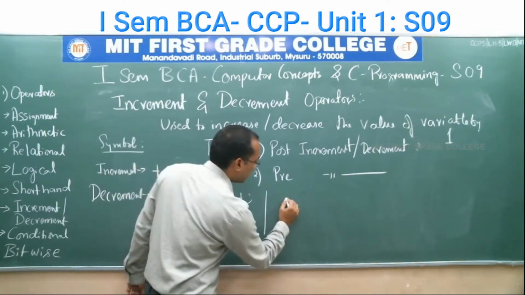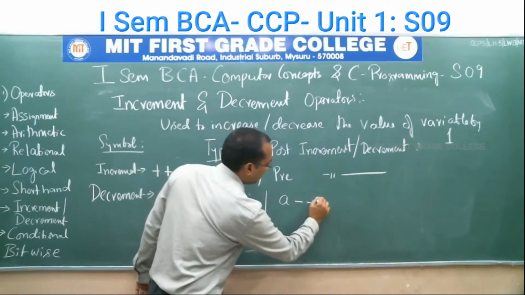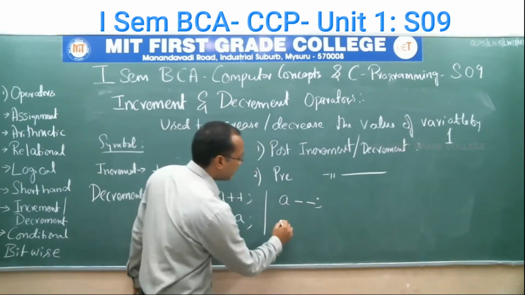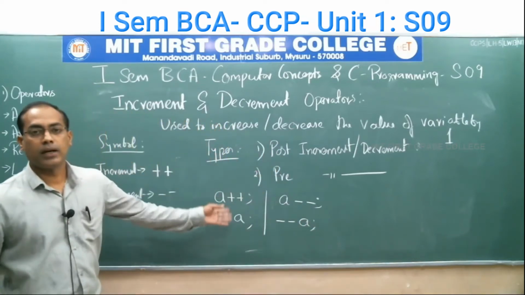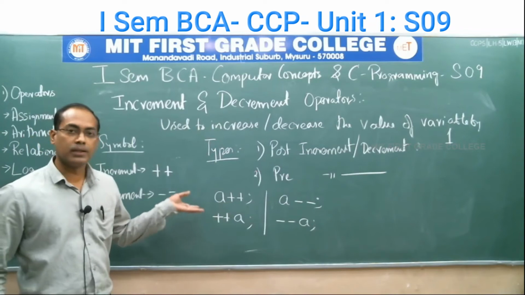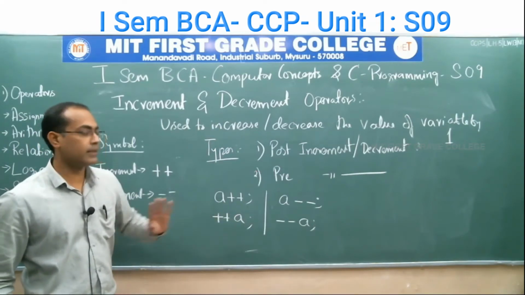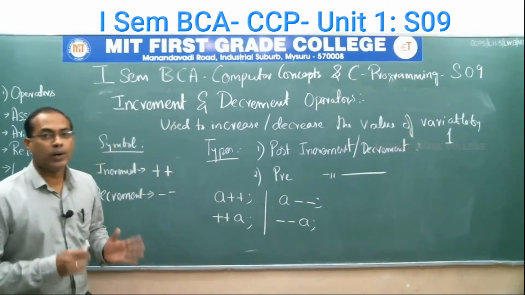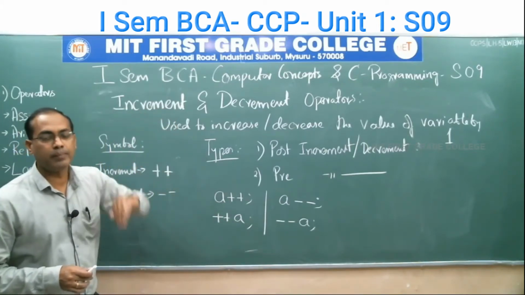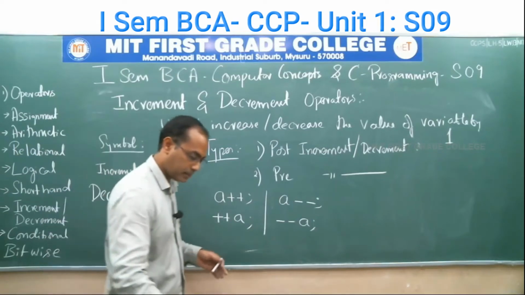For post decrement, A minus minus. Pre decrement, minus minus A. So this is the analogy of using increment and decrement operators in case of post and pre. Now we will see what is the difference between these post and pre operations.